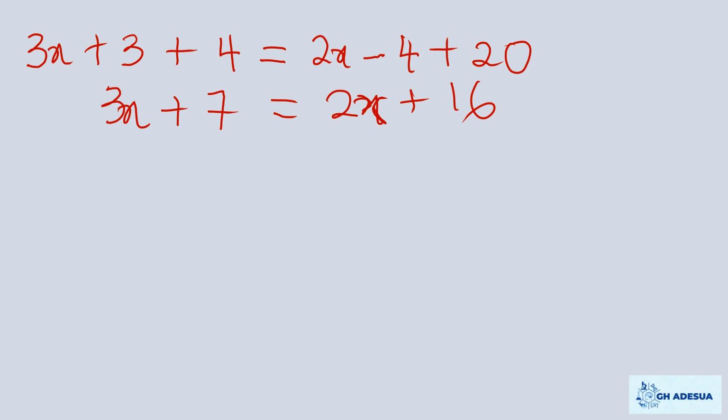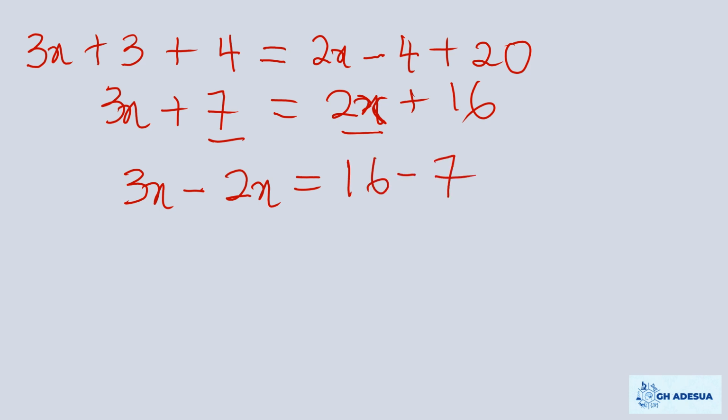Then we group like terms. x will come to one side, numbers to the other. This side will become 3x, and because 2x is positive, it will cross over and become minus 2x, equal to 16 on the other side, then minus 7. Now what's 3x minus 2x? That is x, equal to 16 minus 7, which is 9. So our final answer is x = 9.